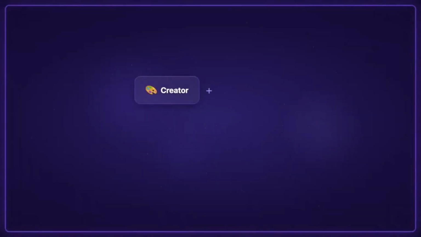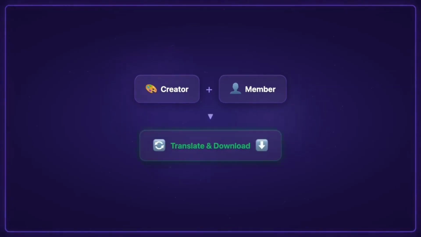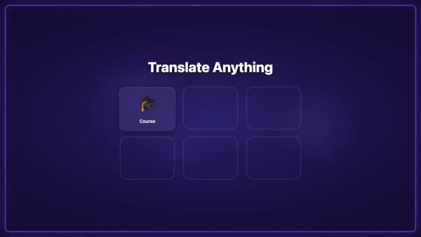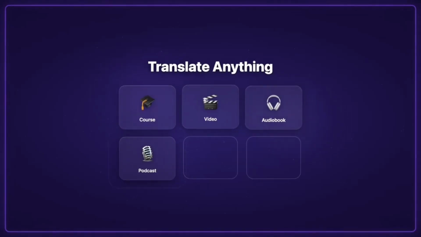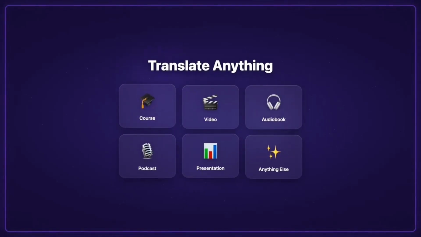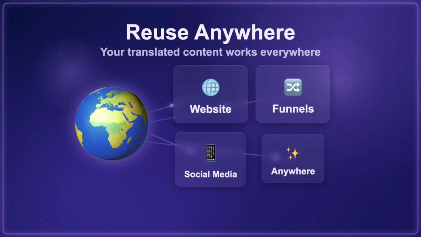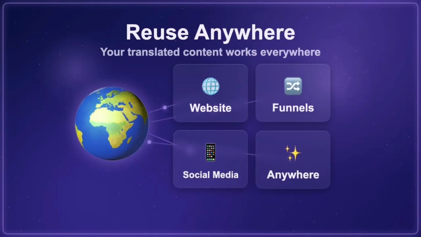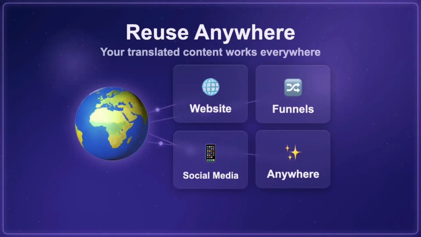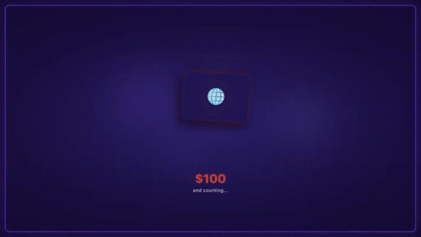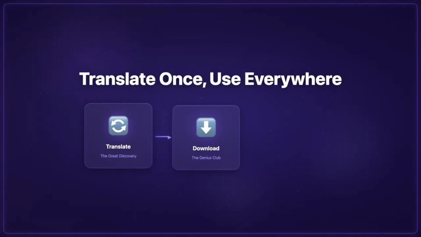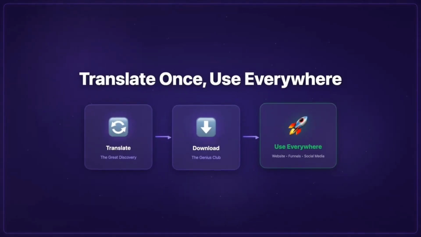Also, if you're both a creator and member of the Genius Club on The Great Discovery, you can translate your own content and download it. That means when you translate a course, a video, audiobook, podcast, presentation, or anything else on TGD, you can reuse that translated content anywhere across your website, funnels, social media, or anywhere else you need it. So instead of paying for translations over and over again, you can translate it once with The Great Discovery and download it with the Genius Club to use it everywhere.